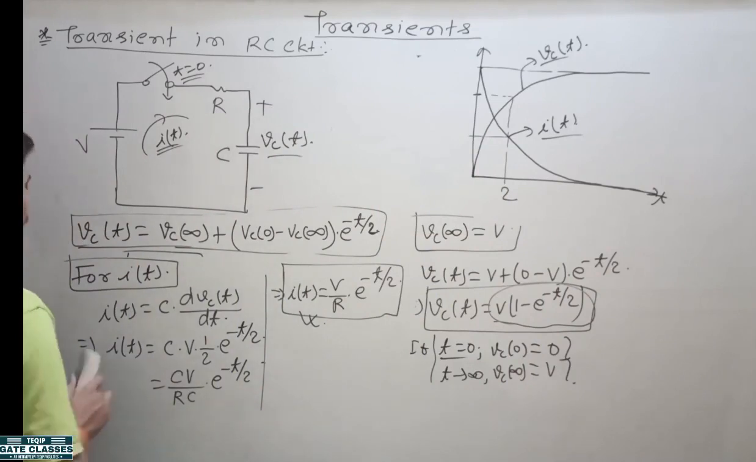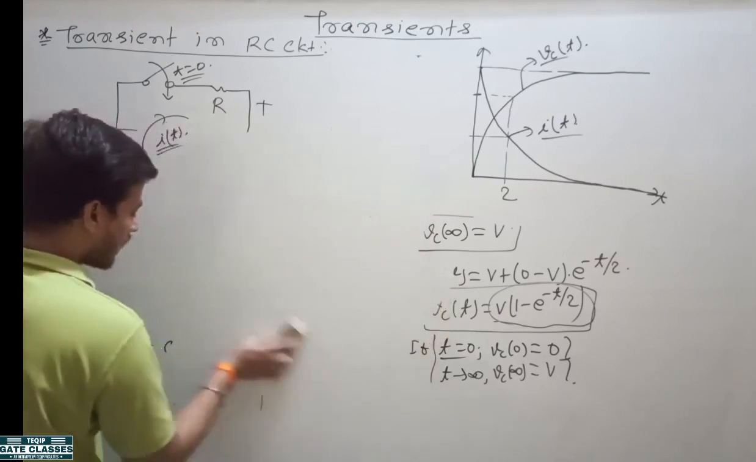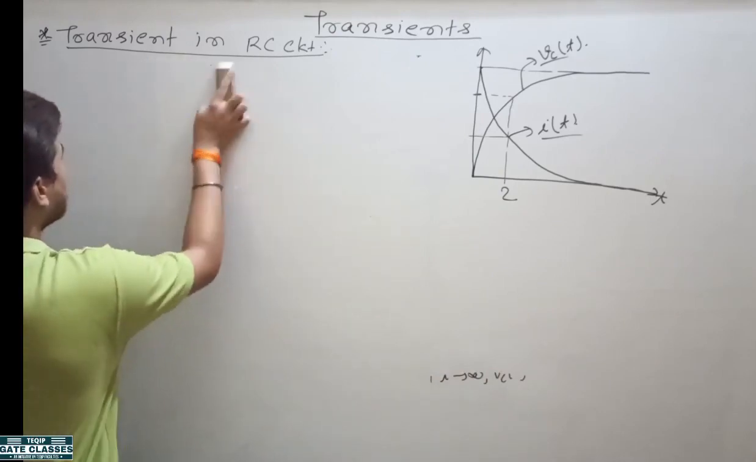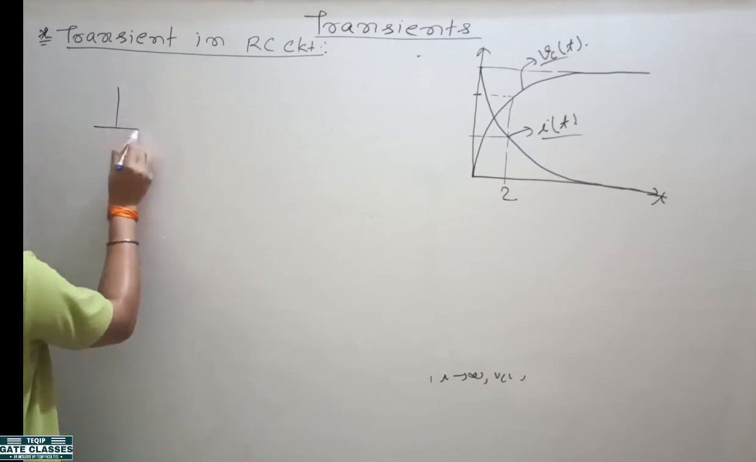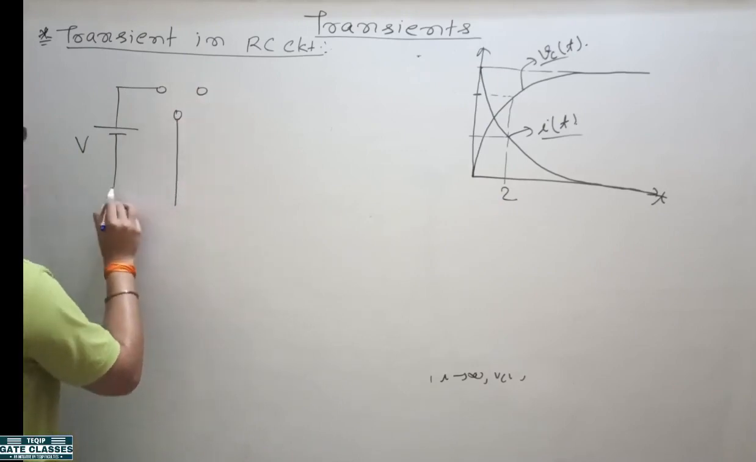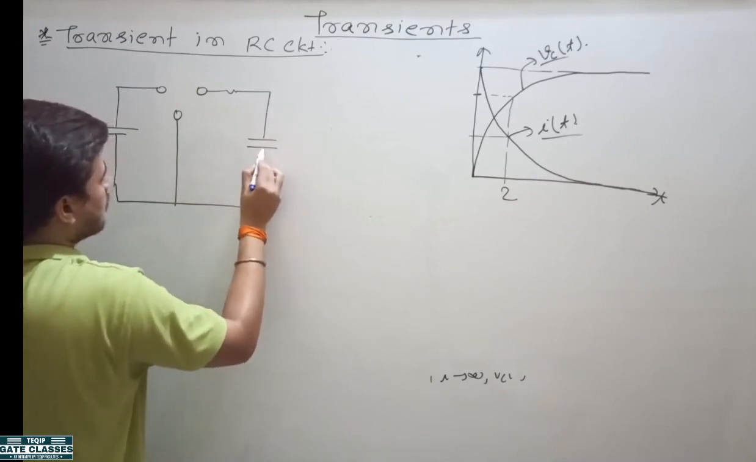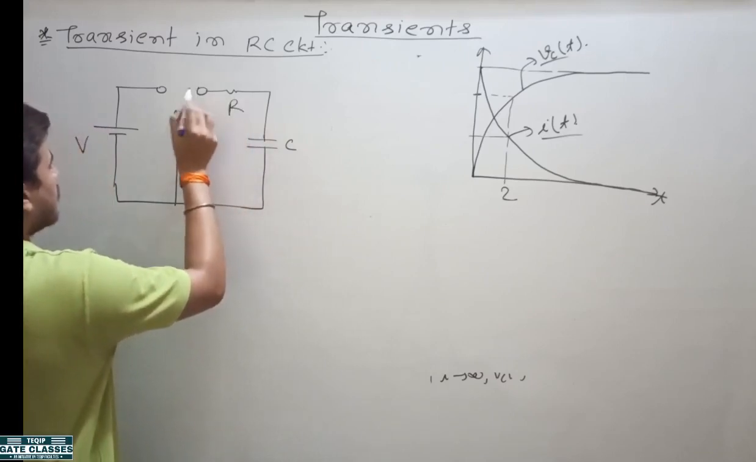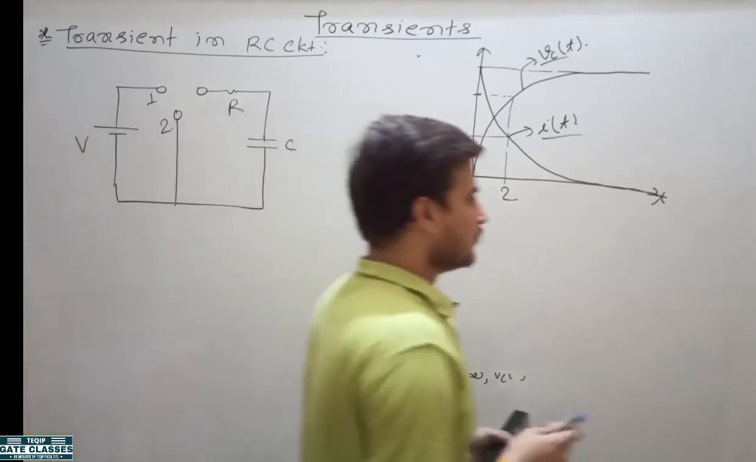Now what we have to do? Now we have to take another RC circuit which is in discharging mode. It means what? Let us see. Now this is V. Let us draw the circuit like this. C, R, this is 1, this is 2. So next C.